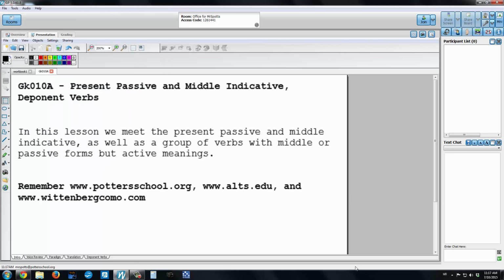Let's take another look at a Greek lesson here. Greek lesson, we'll call it 10A for convenience. I think I've got several different topics going on, but right now we'll focus on the present passive and middle indicative, and also a group of verbs called deponent verbs. Those deponent verbs have middle or passive forms, but active meanings. And so we'll be essentially tripling what we can do with verbs in this lesson. Don't worry, it won't be too difficult.